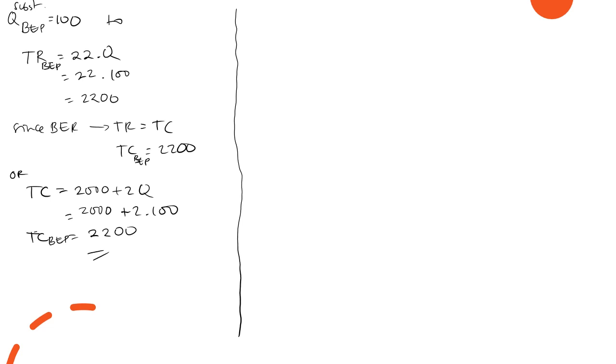Okay, next B. If Q is 200, then what is the profit here? Is it positive or negative? Will this manufacturer get a profit or loss? So what do you think? Q 200 is bigger than QBEP. So at BEP profit is 0. Then what is it when Q is 200? Yes, of course it's going to be profit.